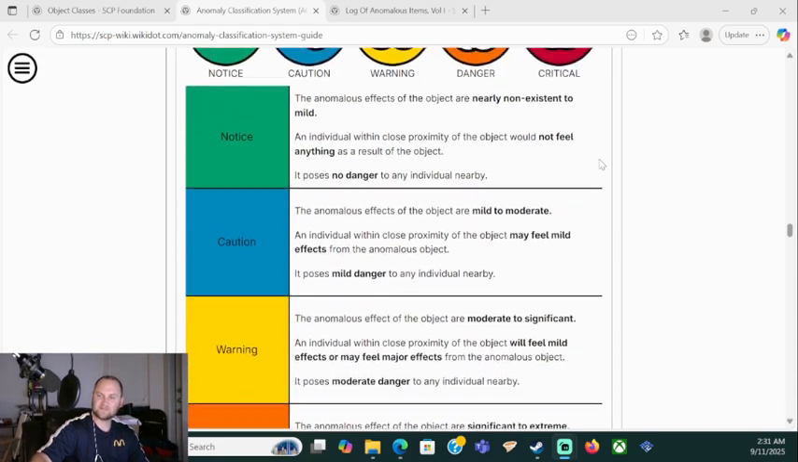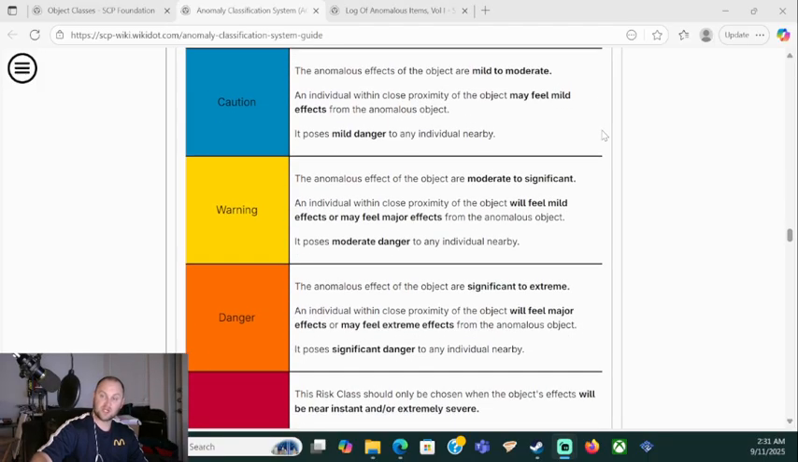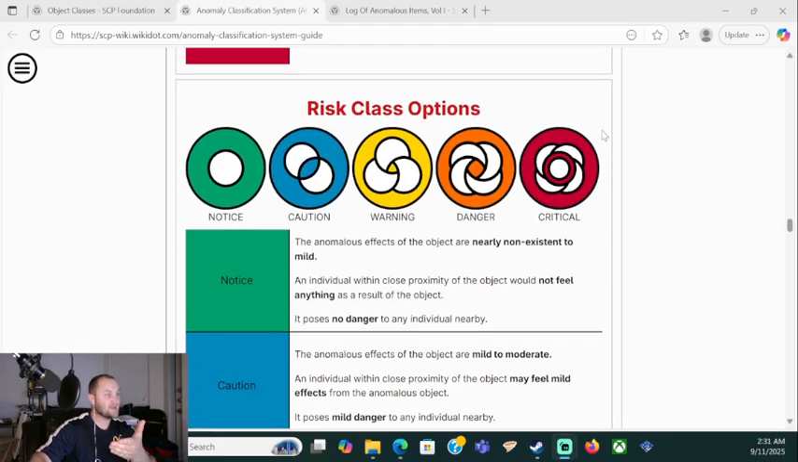Risk class options. Risk class notice. The anomalous effect of an object are nearly non-existent to mild. An individual within close proximity of the object would not feel anything as a result of the object. It poses no danger to any individual nearby. Caution. The anomalous effects of the object are mild to moderate. Oh, sorry, I didn't even mention. These are the risk class options.